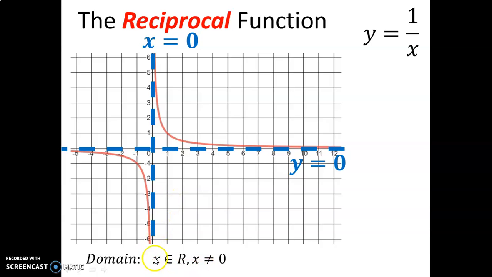The domain is this. x is an element of the real numbers. It means x can be any real number except x cannot be 0. What would be the range? Well, the range is just like the domain. y can be any real number except it cannot be 0. This is another way of writing that.